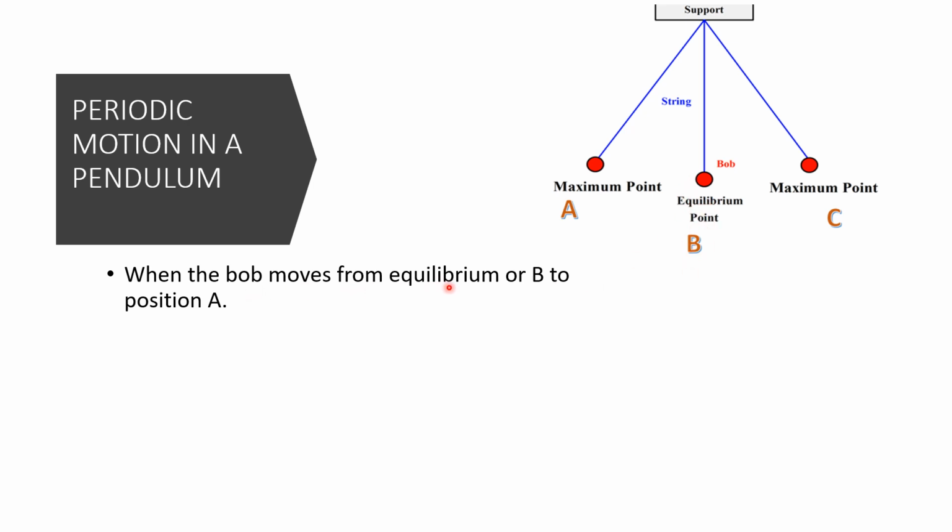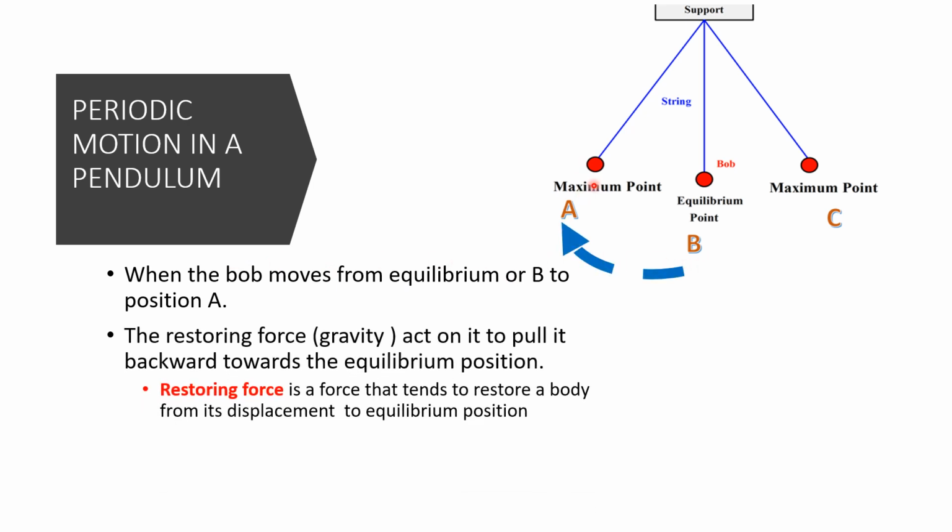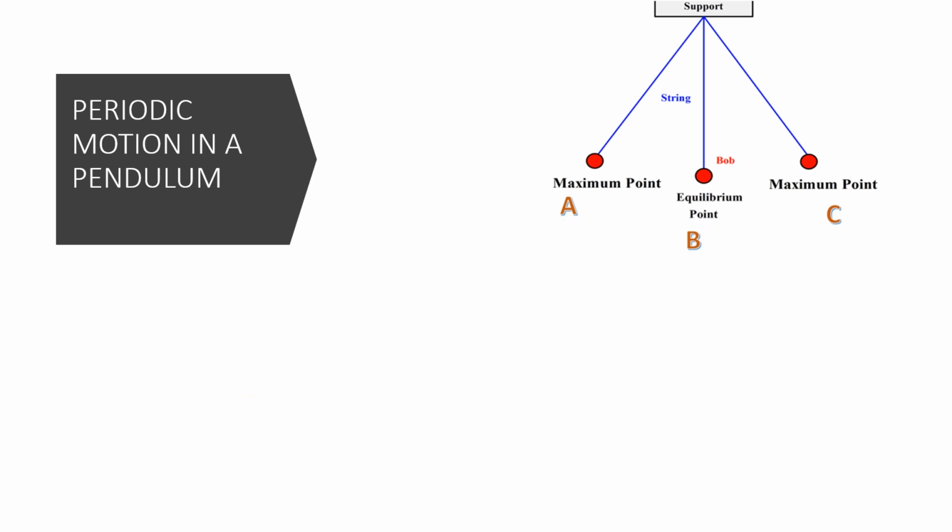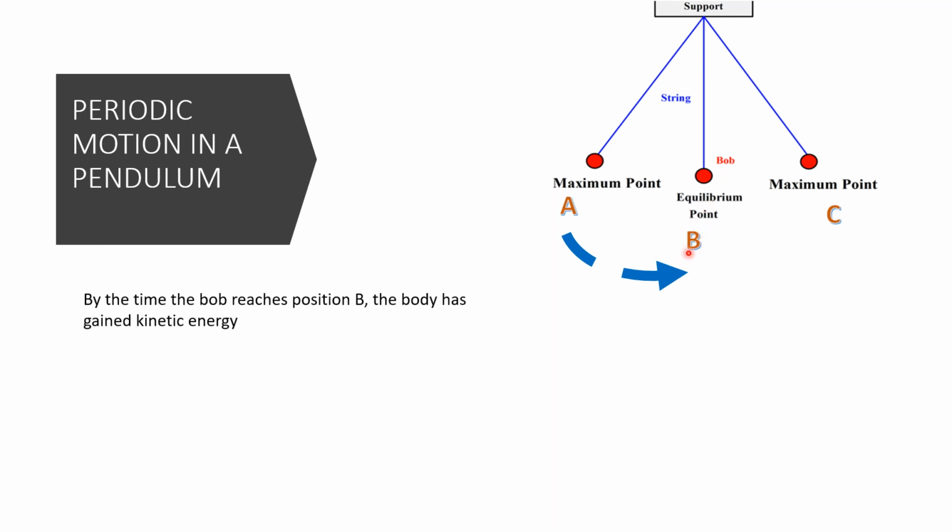Again, when the bob moves from equilibrium B to position A, the bob will experience the restoring force. This restoring force tends to restore the body, or this bob, to its original position, which is the equilibrium point. It goes from B to A, then because of the restoring force, it moves from A to B. At this point, the bob will gain kinetic energy. At some moment, it stops briefly. After gaining the kinetic energy, it will move again to position C.